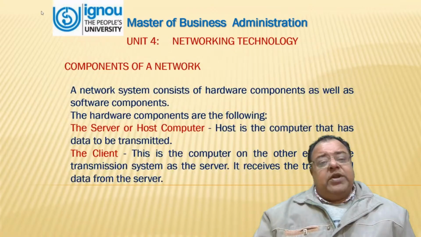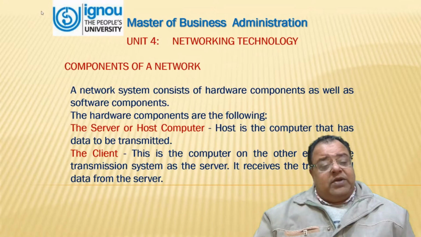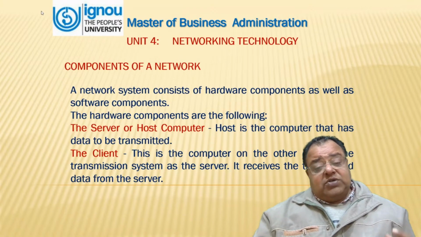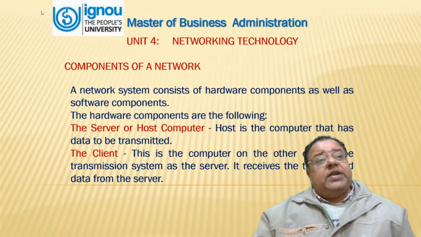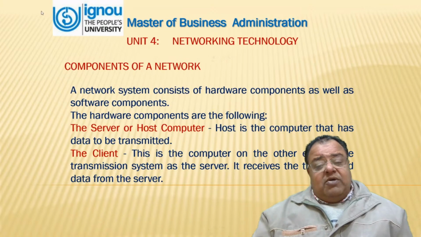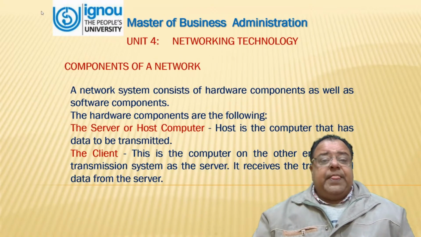Now we move on to Unit 4, which is related to networking technology. First of all, what are the components of a network? A network system consists of hardware components as well as software components. The hardware components are the server or host computer. The host is the computer that has data to be transmitted. The client is the computer on the other end of the transmission system from the server. It receives the transmitted data from the server.